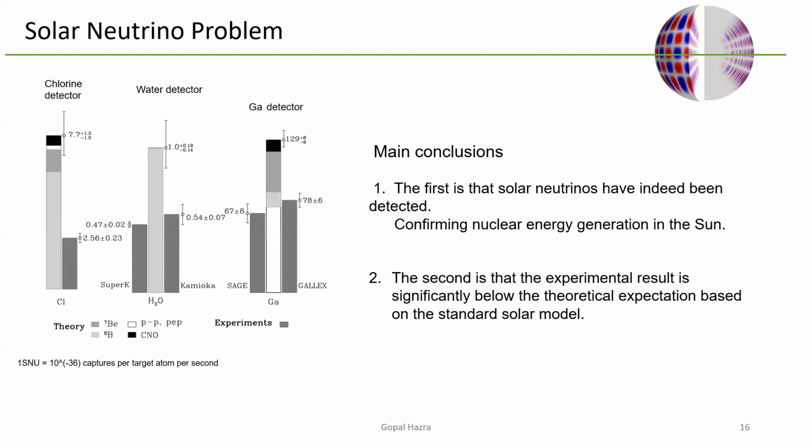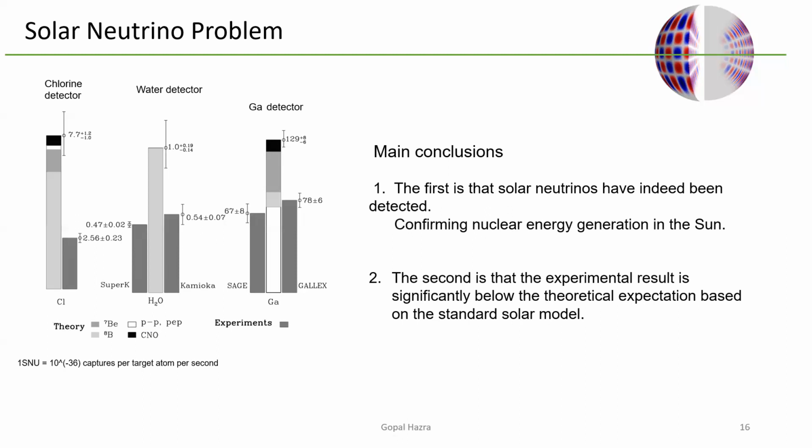So then the main conclusion happens. First, we always look for the positive thing. The positive thing is that neutrino has been detected, so nuclear reaction is happening. But how it is happening, we do not know. Second, the experimental result is significantly below the theoretical expectation.